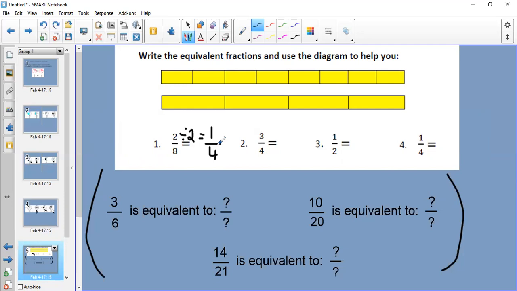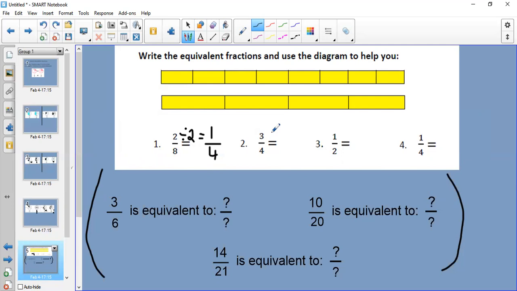But if you were to look at 4/16, it is the same as saying 2/8, which is the same as saying a quarter. All of those fractions are equivalent to each other. Right, 3/4. What's an equivalent fraction of 3/4?